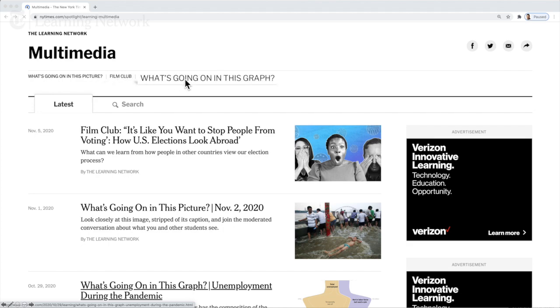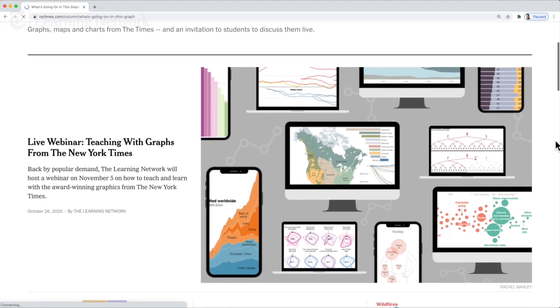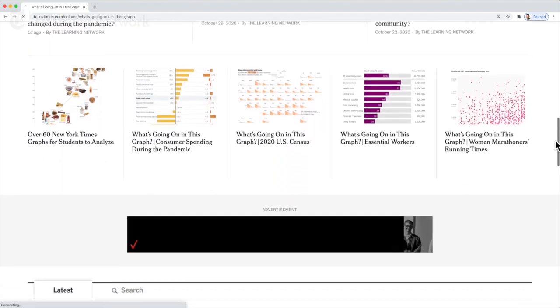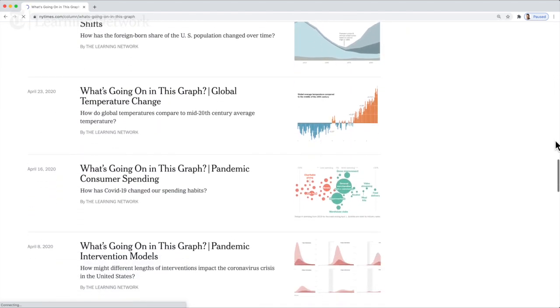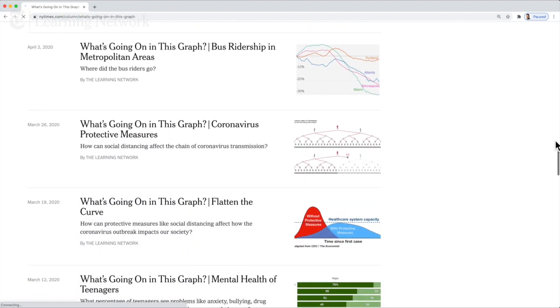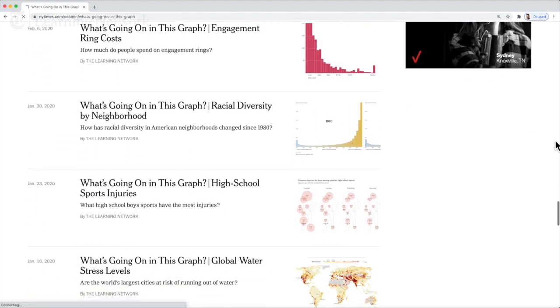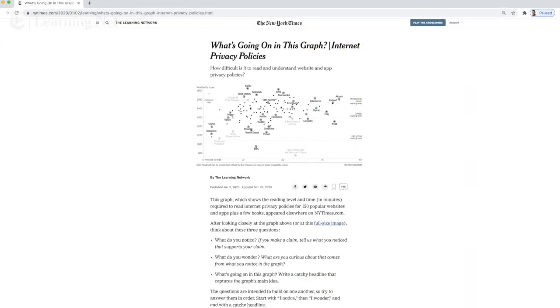So you can click that, and that will take you to our What's Going On in This Graph main page. Now you'll see the latest features that we put on the site are right at the top, and as you scroll down, you'll see that we have our older features posted below. So if you're looking for something that maybe isn't featured in the most recent one, you should be able to find it. So for example, if you want to select one, you can click on What's Going On in This Graph, Internet Privacy Policies. We'll open that one up, and as you can see, that's what one of the features would look like. And that's going to bring us to our first interactive.